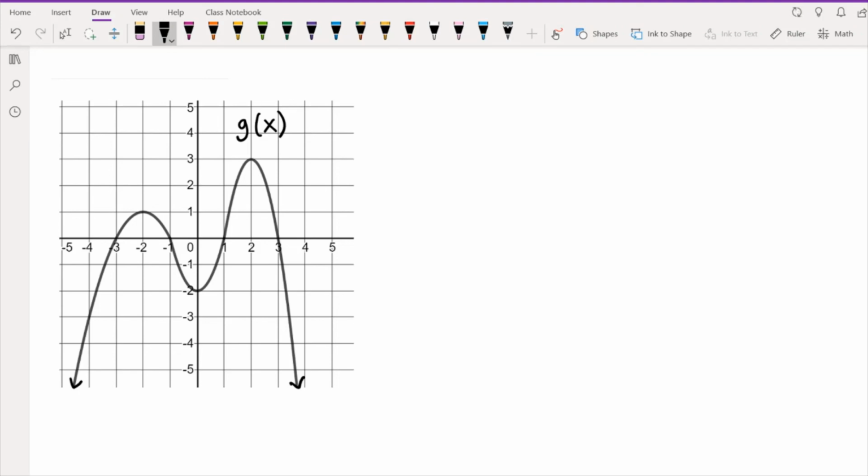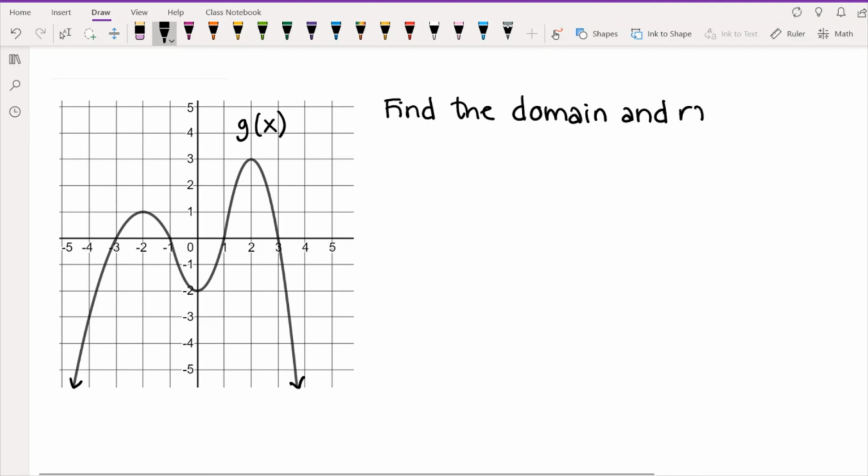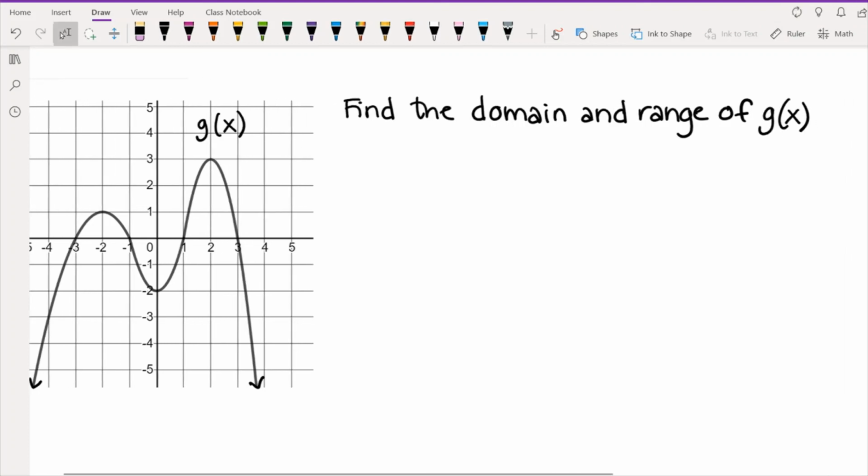Okay, so first thing we want to do is find the domain and range of g of x. I'd encourage you to pause and try this, as well as the next examples, yourself.